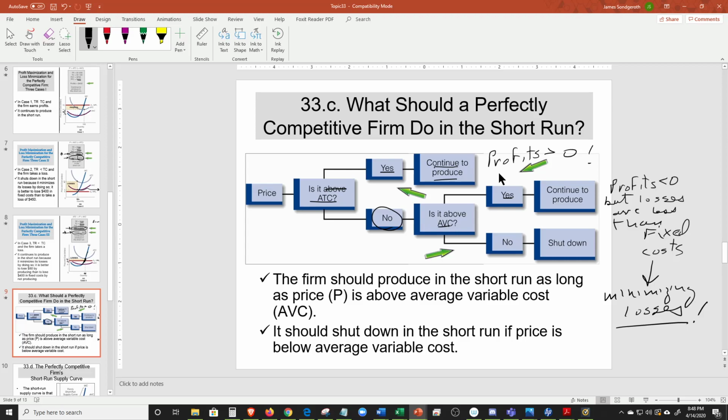So what about if it's below? Well, no, you shut down because if you stayed operating, you would lose more than your fixed cost. You shut down again to minimize losses, okay? So there is a whole decision matrix for a firm that wants to maximize profits or minimize losses.